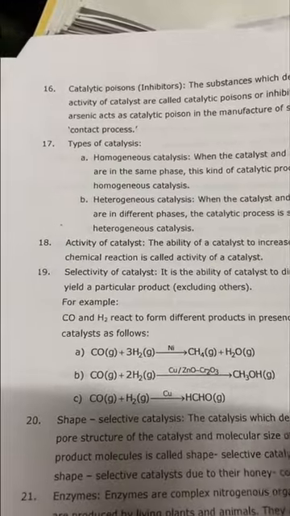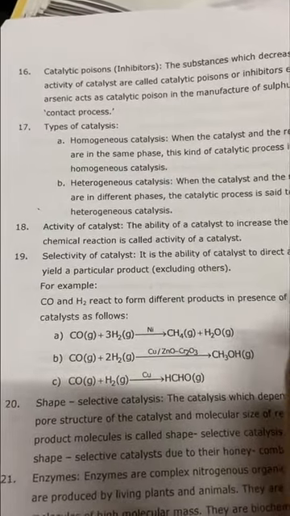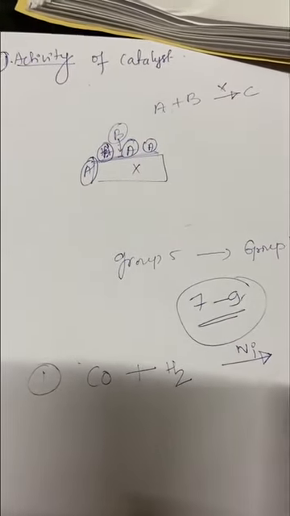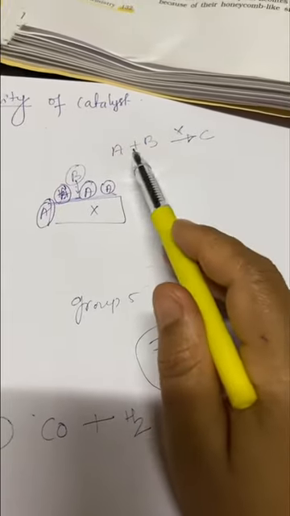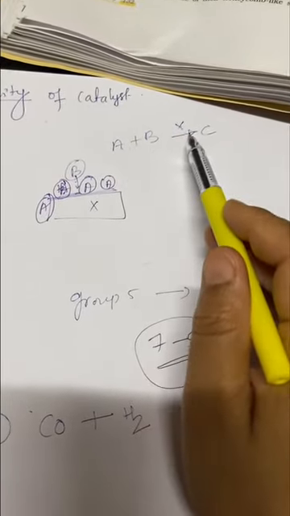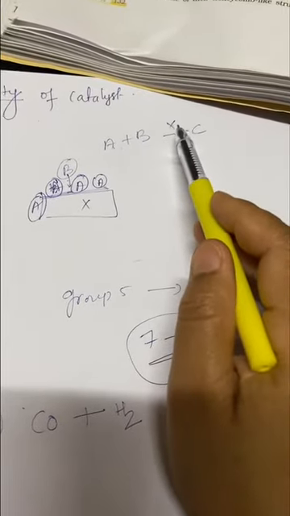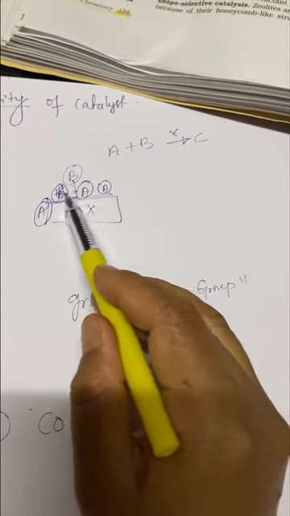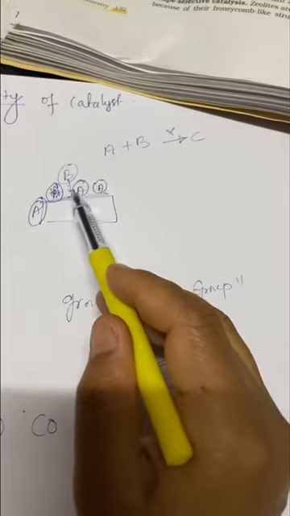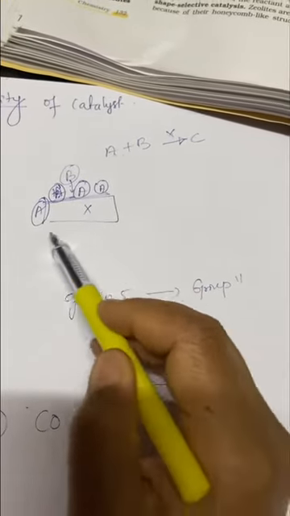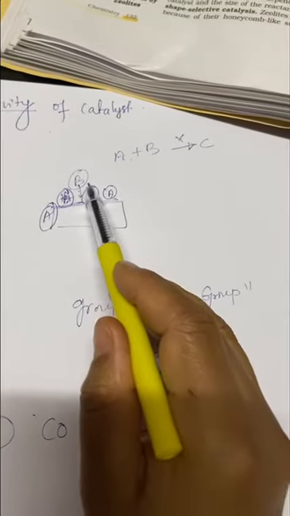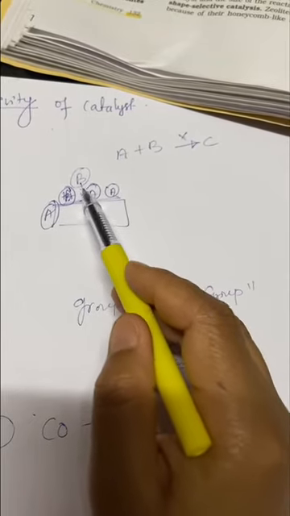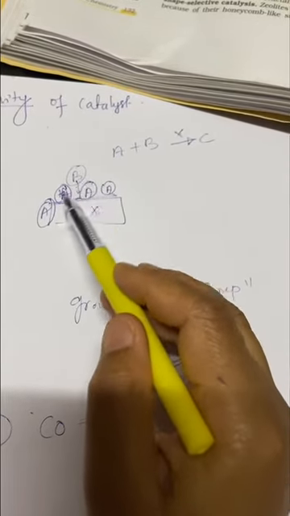the attraction or the adsorption must not be that strong, which makes your reactant species immobilized, giving no space to the other reactant. Let's take an example of this reaction. If A and B are reacting in presence of catalyst X to give C, if the affinity or the adsorption rate of A is higher than that of B, then this A will get adsorbed on the surface and the whole space will get occupied by A. So there will be no space for B.